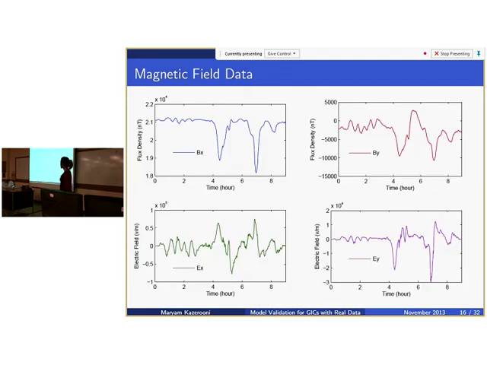So this is the magnetic field data measured at Fredericksburg Observatory for the same geomagnetic storm on March 9, 2012. The two figures on top are the magnetic field. The left one is the magnetic field in the north direction, and the right one is the magnetic field in the east direction. We use this magnetic field data to estimate the electric field, as you can see in the two figures at the bottom.